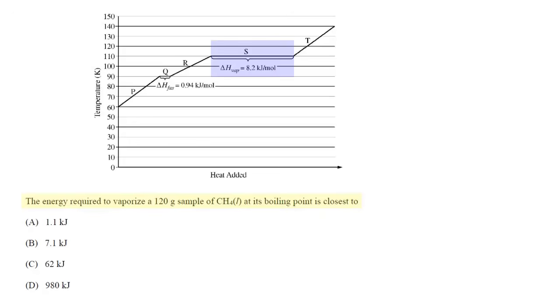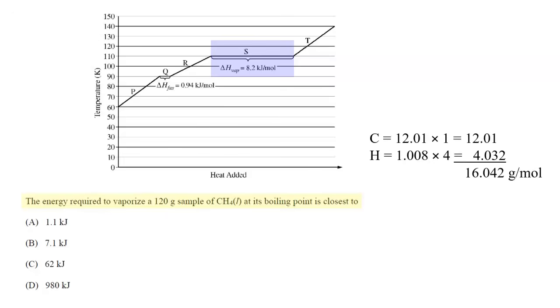So from the information in the diagram, we can see it takes 8.2 kilojoules of heat to vaporize 1 mole of liquid methane at its boiling point. Now, because the units are kilojoules per mole, but we are given a 120 gram sample of liquid methane, we're going to have to convert from grams to moles. So let's use the information in the periodic table to calculate the molar mass of methane.